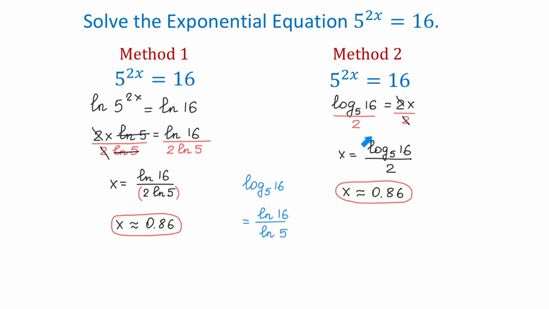So now if we replace this logarithm with this fraction, then we will have the following. X equals natural logarithm of 16 over 2 natural logarithm of 5. And this is approximately 0.86.